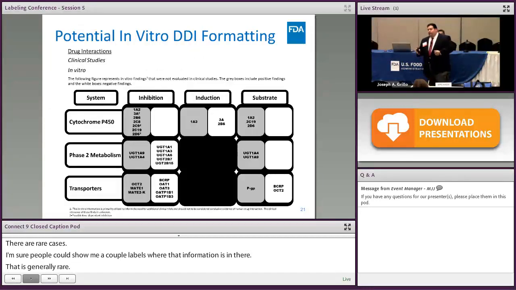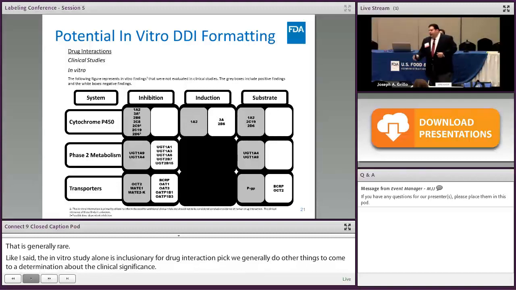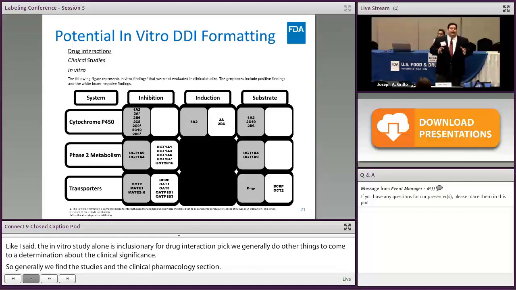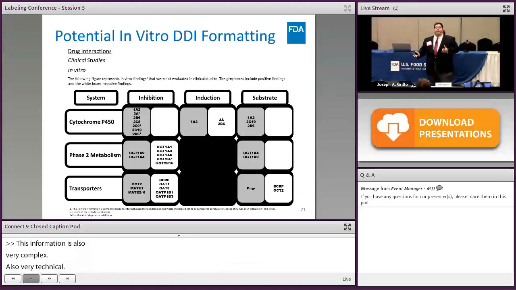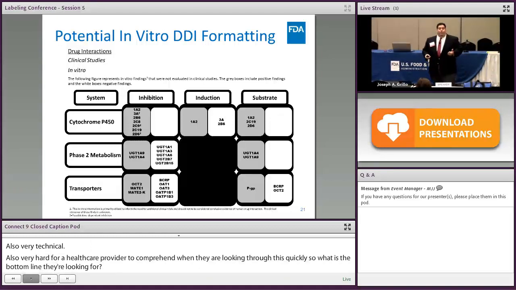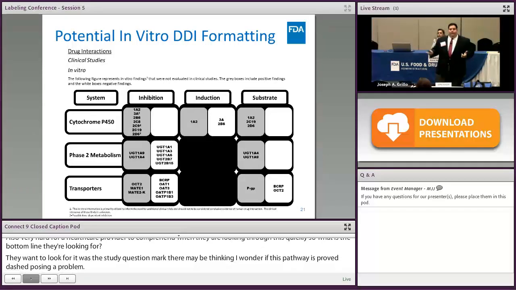So generally we find these studies in the clinical pharmacology section. Now this information is also very complex, also very technical, also very hard for a healthcare provider to comprehend when they're looking through this stuff quickly and they're not basic scientists or clinical pharmacologists. So what's the bottom line they're looking for? They want to know, was this studied? Because they may be thinking in their mind, gee, I wonder if this pathway is causing a problem with that pathway. So that's one thing. The other is, was the effect ruled out? That's another thing.